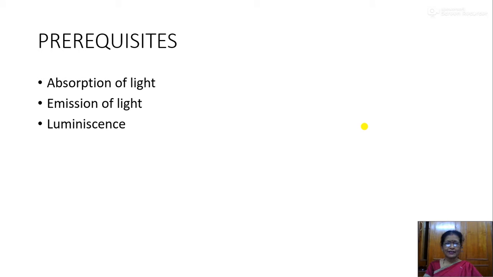Absorption of light is the light which is absorbed by the chemical reaction, and the emission of light is the light which is liberated out after the chemical reaction. Luminescence is the chemical substances which show light characteristics.